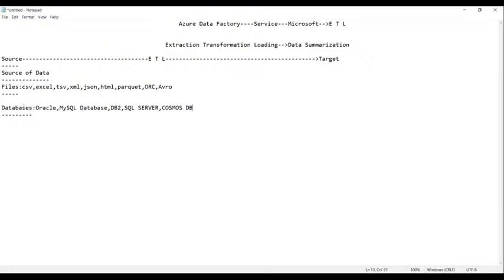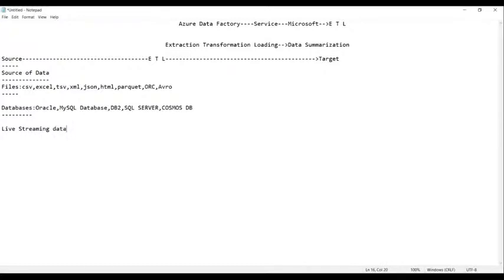So we can get the data even from databases, that is Oracle, MySQL, SQL Server, Cosmos DB, MongoDB, etc. Apart from this, we can also get the data from live streaming data.